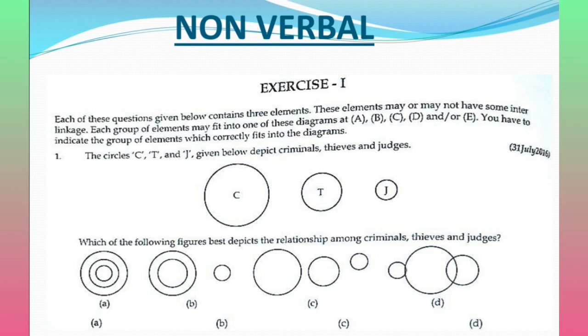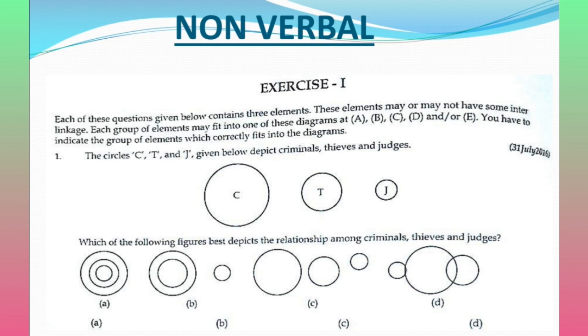Each of these questions given below contains three elements, which may or may not have some interlinkage. Each group of elements may fit into one of these diagrams at A, B, C, D, and E, and you have to indicate the groups of elements which correctly fit into the diagrams.